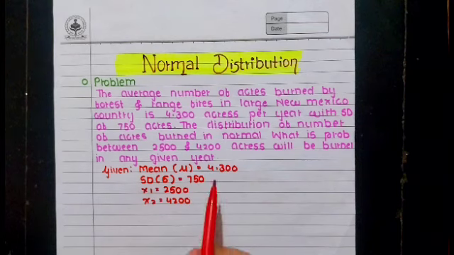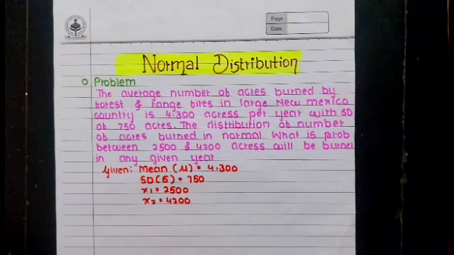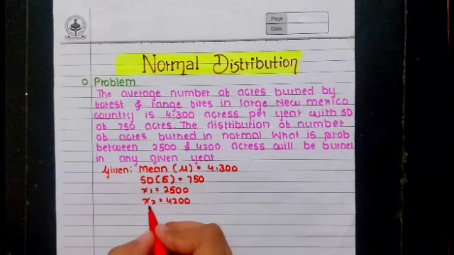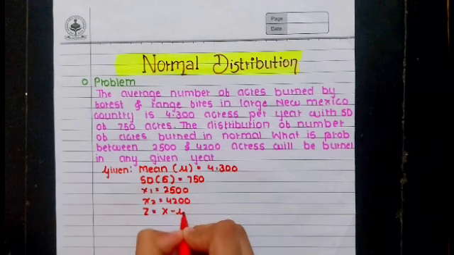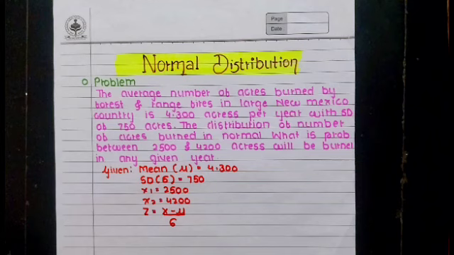By using this given data, we will find the range for the normal distribution. Ranges cannot be in the form of x, so we have to convert it into the form of z. For the normal distribution, the formula of z is x minus mu upon sigma, and in our problem all these values are given to find our z.